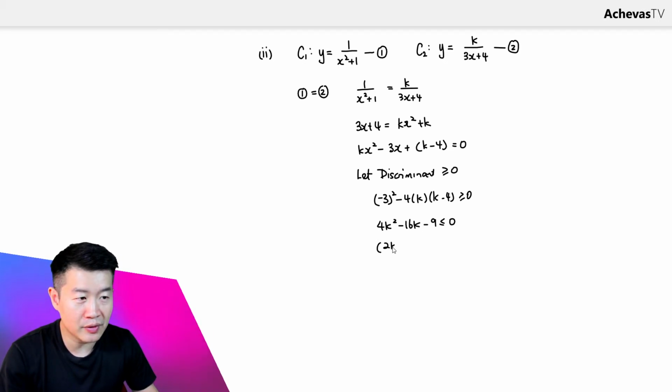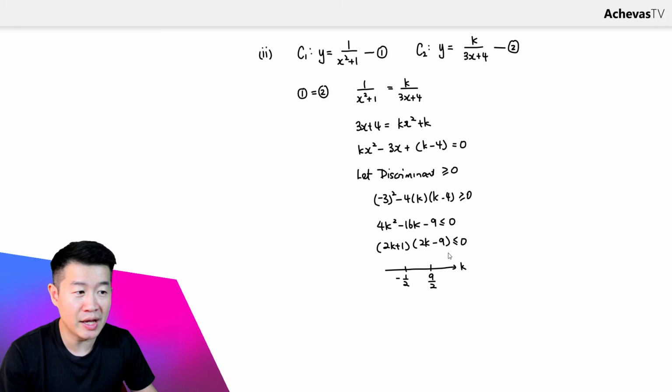Factorizing this, we will have 2k plus 1 and 2k minus 9. This is less than or equal to 0. On my number line, we have minus half and 9 over 2. And this is a number line with respect to k. If I were to plug a number that is bigger than 9 over 2 into this entire expression, I'm going to get a positive number. Something in between will give me a negative number, and then a positive number on the other side. So we are looking for k such that this thing is less than or equal to 0.